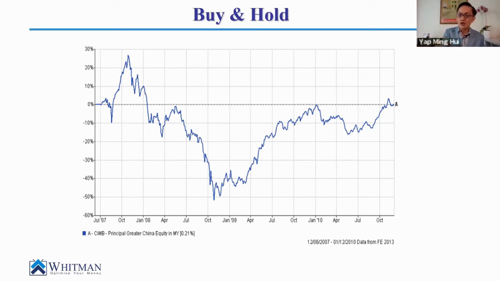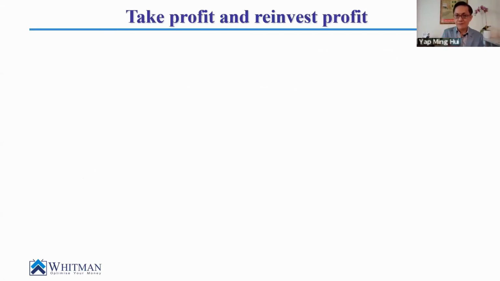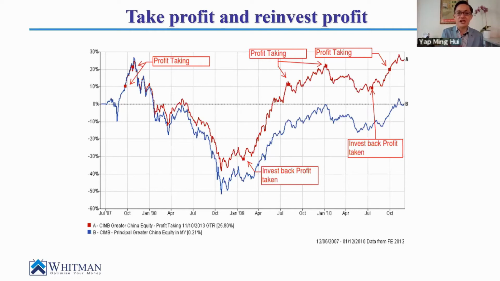But if we were to apply the profit taking and reinvest profit kind of strategy, then we can see that for the same particular fund, same Greater China Equity Fund from the same company, when it goes up, we take profit, and then whatever profit that we have taken, we park it at certain safe investment, like bond or money market. And when it goes down, then we start to invest the profit back, and then we repeat it again. When it goes up, we take profit again. When it goes down, we also invest back the profit and it goes up again.